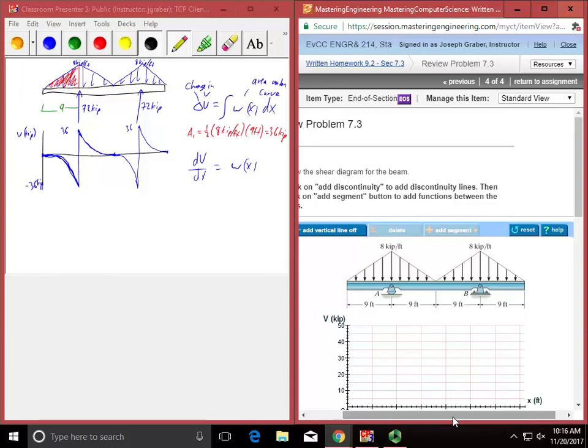That right in the middle, this would be 18. This is 9. This is 27 and 36. Okay, any questions about how I got that?